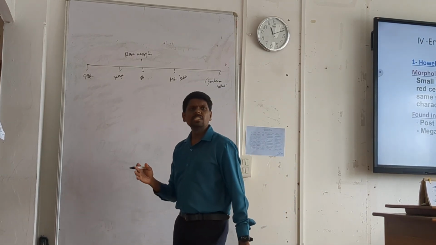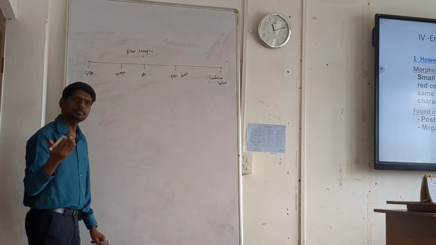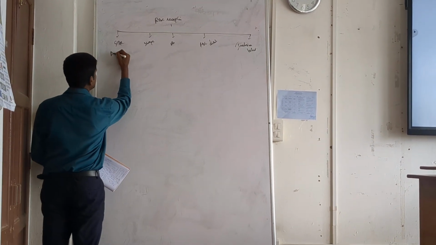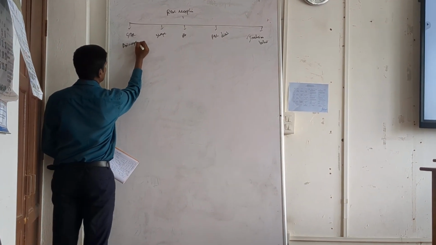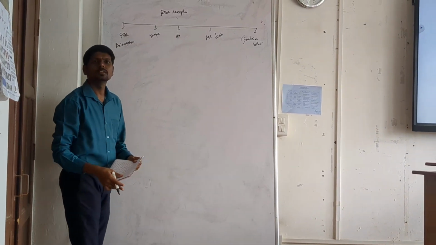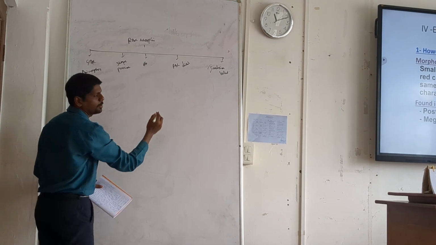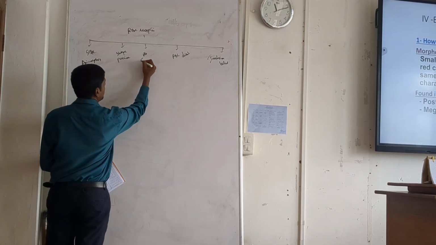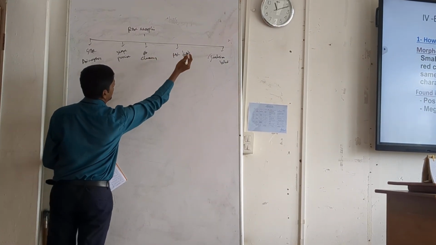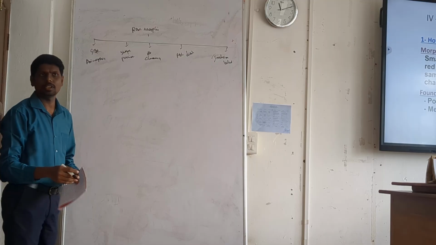So the size variation is called anisocytosis. Very good. Then shape variation, poikilocytosis, very good. Then we discussed Hb variation, chromasia. Hb variation is called chromasia. Then RBC distribution and inclusion bodies, right?